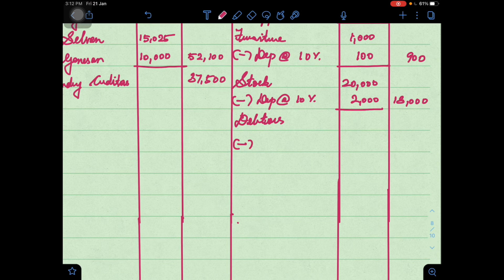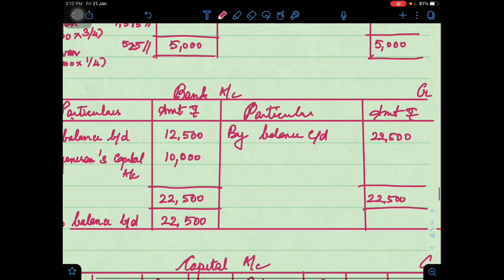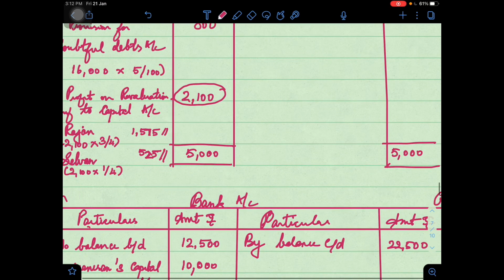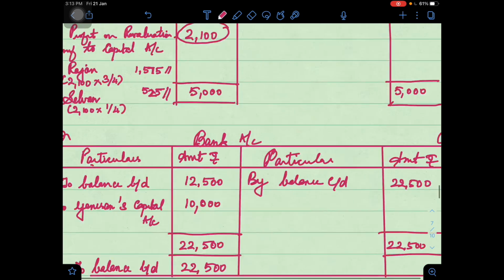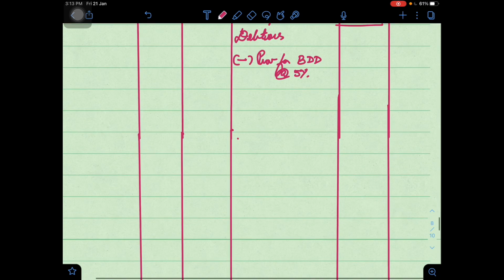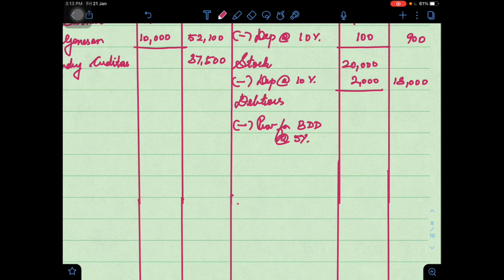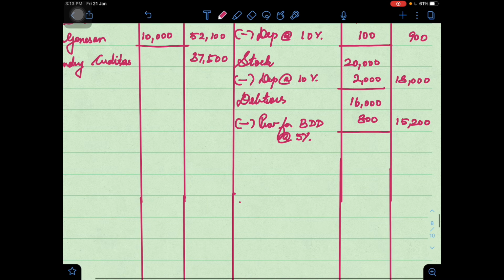Next will be the debtors. Here we have created a provision for bad and doubtful debts at 5%. Just see the revaluation, you understand it better. It came down to 800. So that one you need to show now. The debtors value, let me first write it. It was 16,000 minus 800, thus it becomes 15,200.